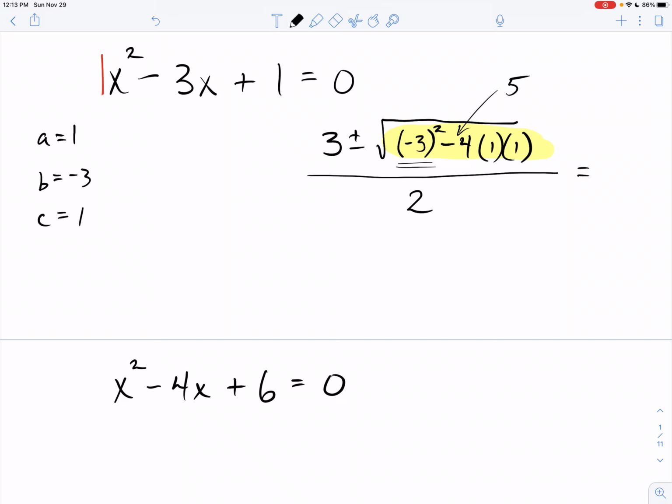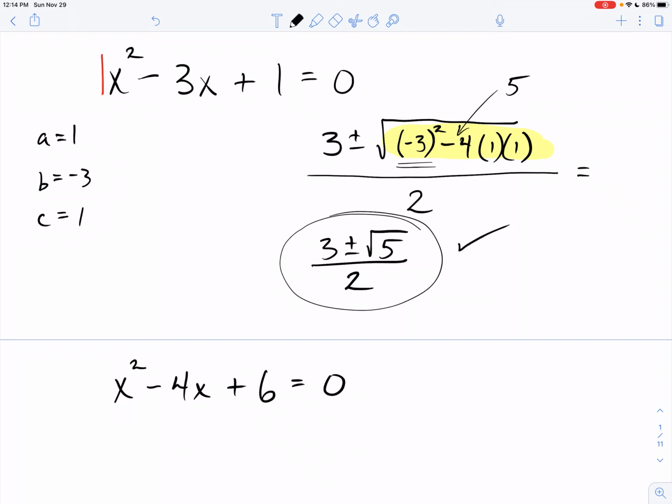So what's my answer? It looks like it's 3 plus or minus the square root of 5 over 2. And if you look at that, you can't simplify 5, and you cannot reduce because there's nothing to reduce here. That would be your final answer in what we call simplest radical form. So on the unit test, I'll ask for simplest radical form. I won't ask for decimal form. In fact, if you give me decimals, that's not good. I'm going to always ask for simplest radical form. There's our answer.